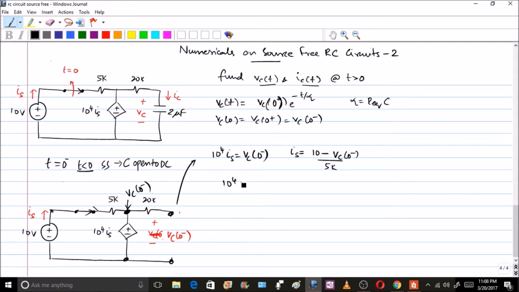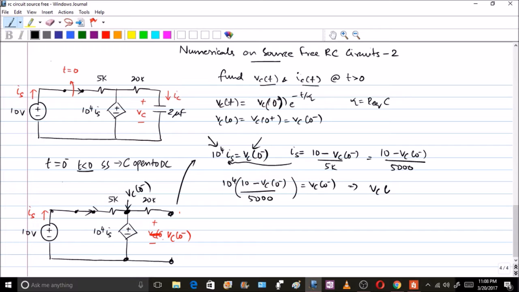So 10 power 4 into Is. Let me substitute the value of Is here. Now be careful, because 10 power 4 Is is in SI units. Therefore, you cannot simply write the milliampere term here, because this is in volts. That means this also should be in volts. Therefore, everything should be in its SI units. So 10 power 4 into (10 minus Vc 0 minus) divided by 5000 is equal to Vc 0 minus.